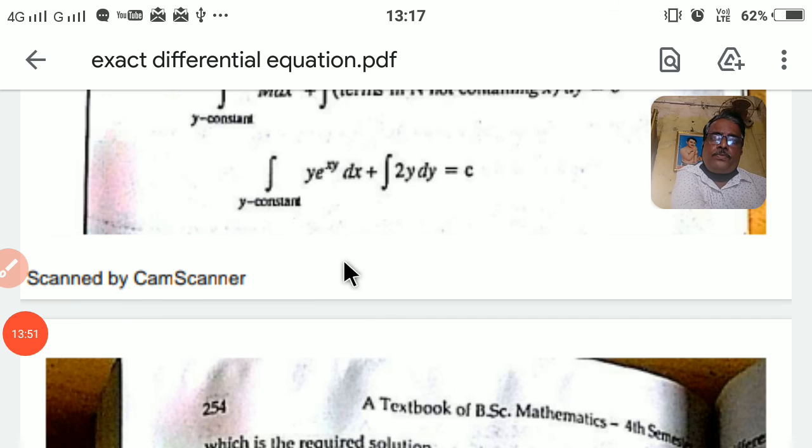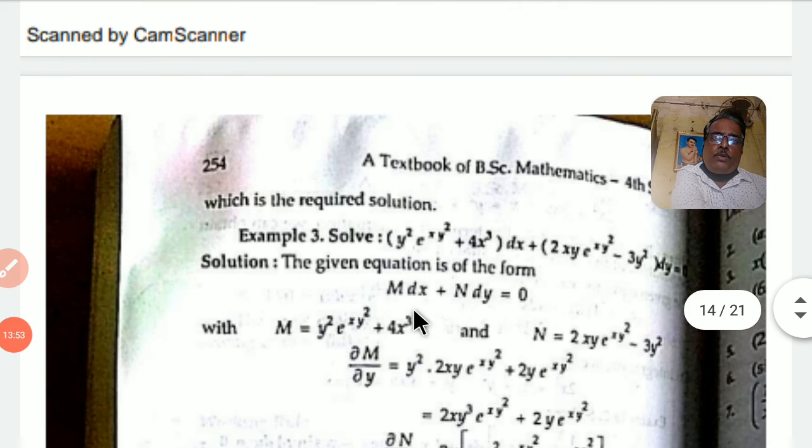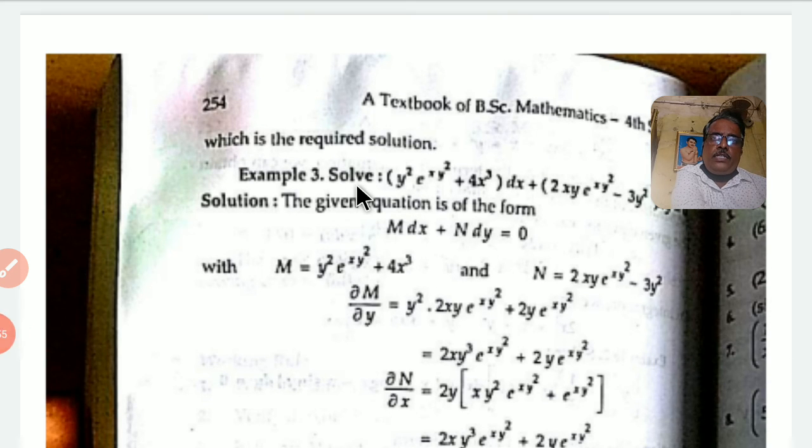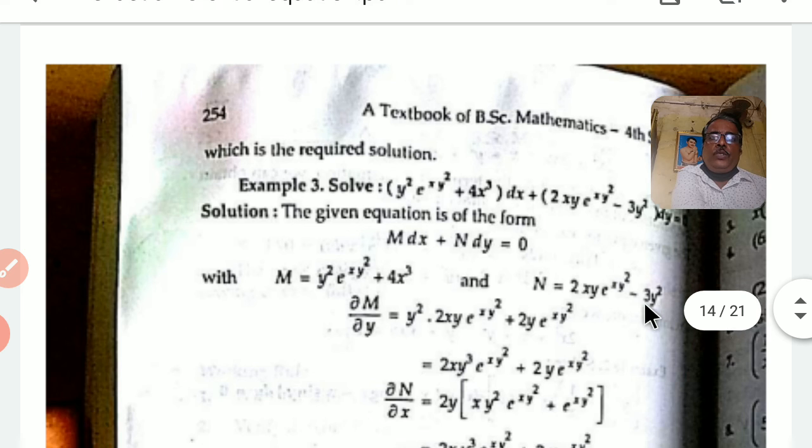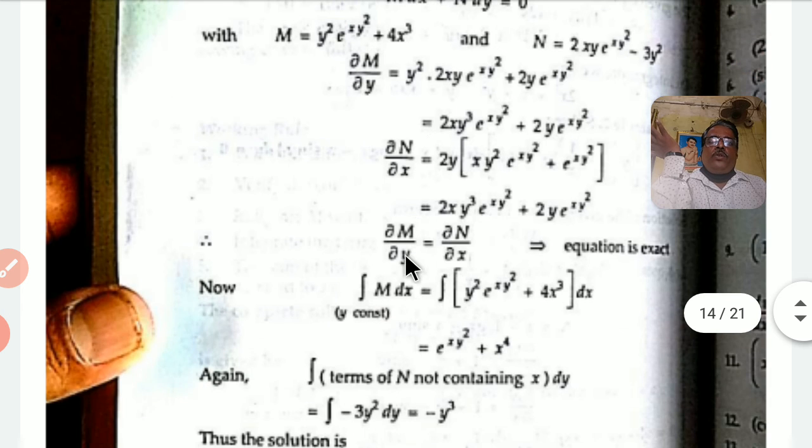Another type of problem we have: solve (y² e^(xy²) + 4x³) dx + (2xy e^(xy²) − 3y²) dy = 0. Again the same method you have to follow. Find M and N, then ∂M/∂y is equal to ∂N/∂x. Prove that ∂M/∂y is equal to ∂N/∂x, then it becomes exact.